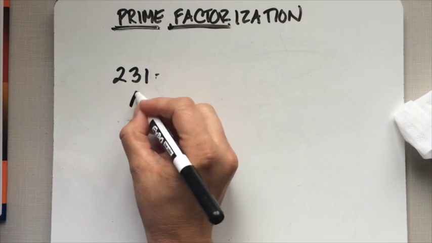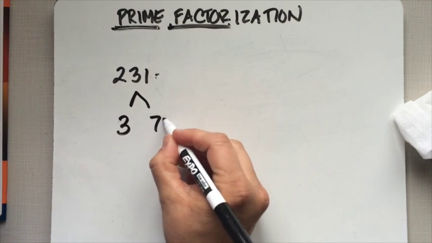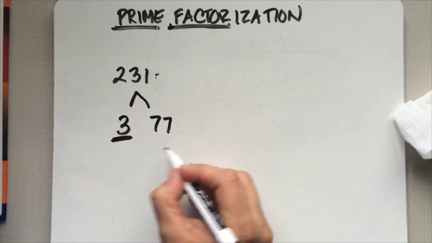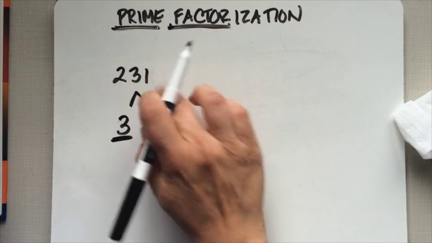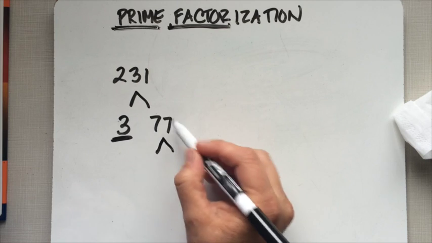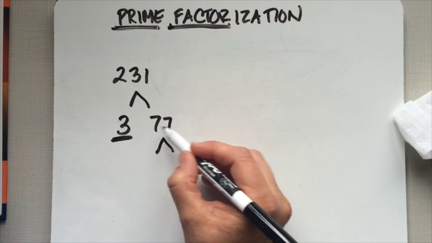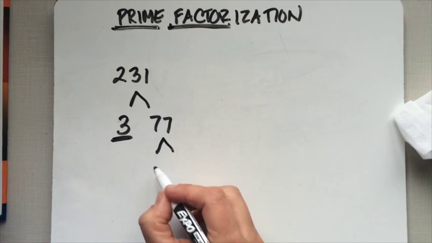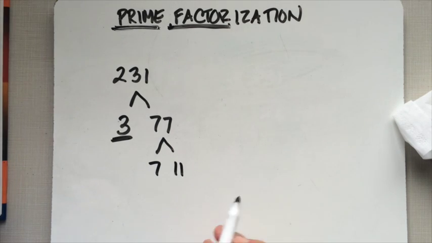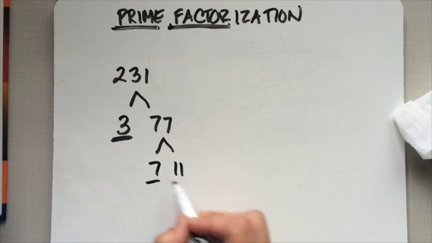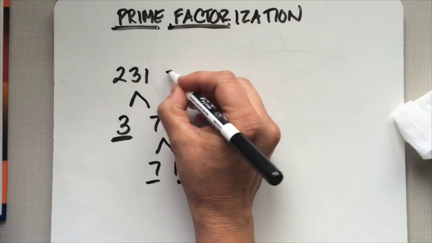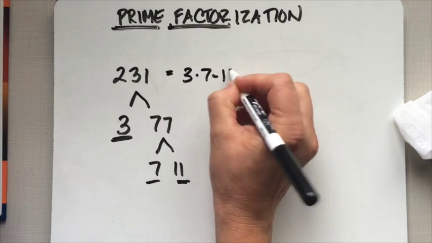So 231 is 3 times 77. 3 is prime. Hopefully you recognize 77 as a number that has a factor of 11 in it. Anytime you have both digits being the same number, you have a factor of 11. We got 7 times 11, and both 7 and 11 are prime. So 3 times 7 times 11.